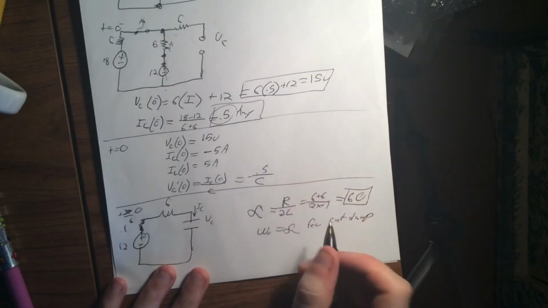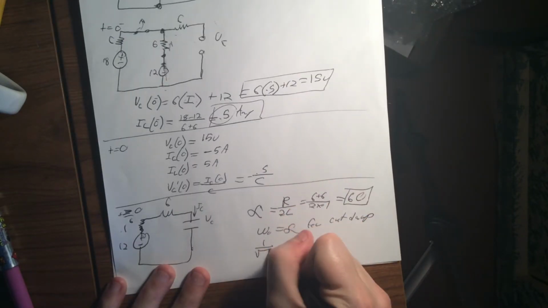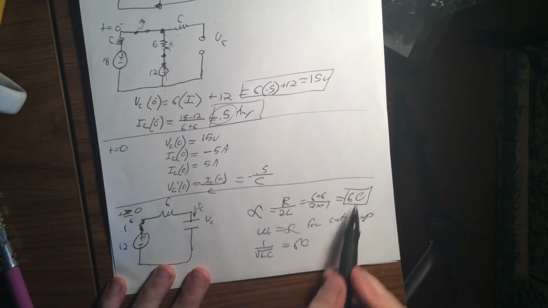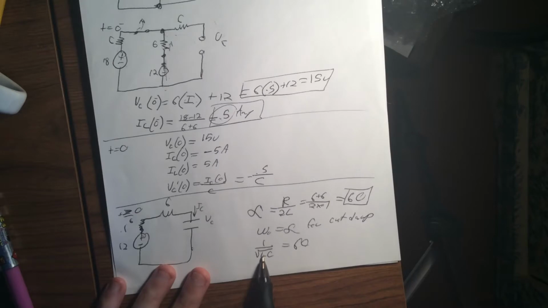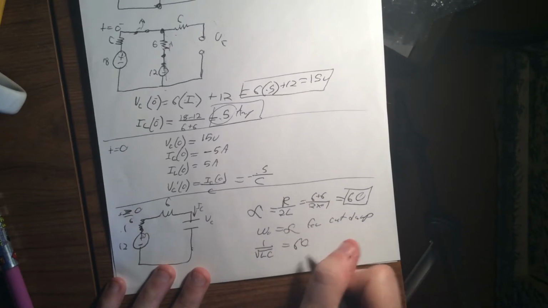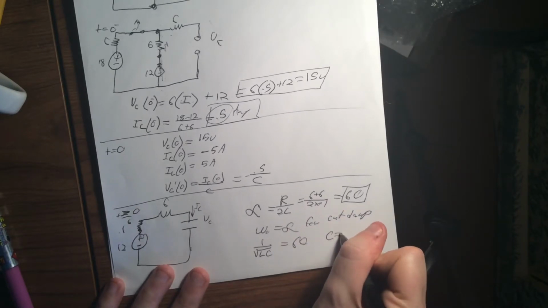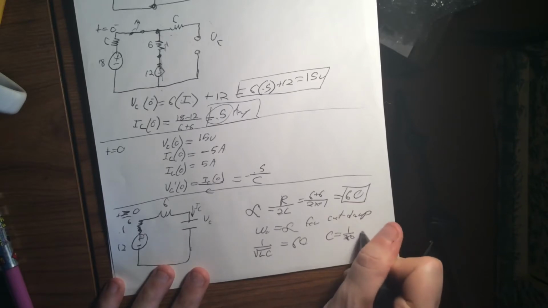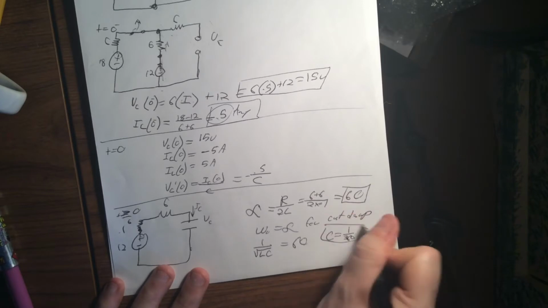Then for a damped response, omega 0 must equal alpha for critically damped. If that's the case, then 1 over the square root of LC has to equal 60. Therefore, we know our value of C. We plug in L equals 0.1 and square both sides, multiply by LC, and that gives us C equals 1 over 360 farads, so under 1 farad.